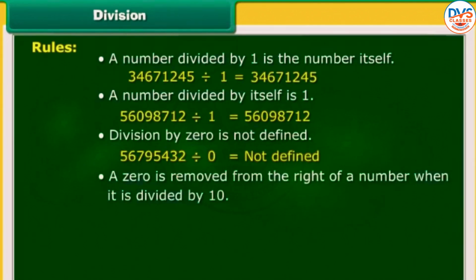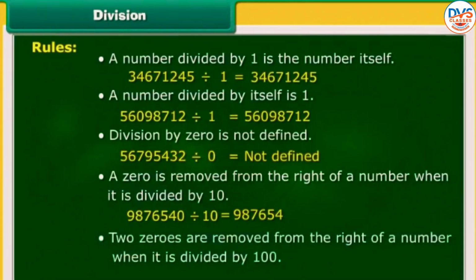A 0 is removed from the right of a number when it is divided by 10. 9876540 divided by 10 is equal to 987654. Two zeros are removed from the right of a number when it is divided by 100. 41236500 divided by 100 is equal to 412365.